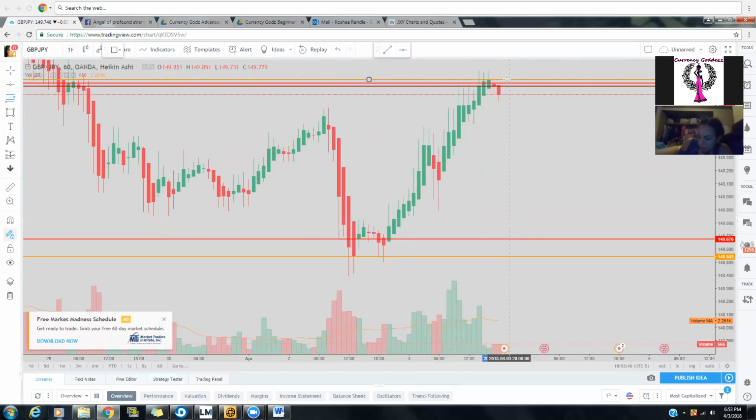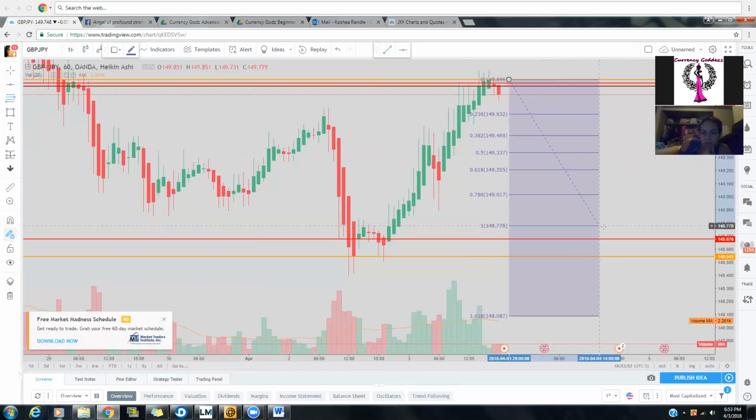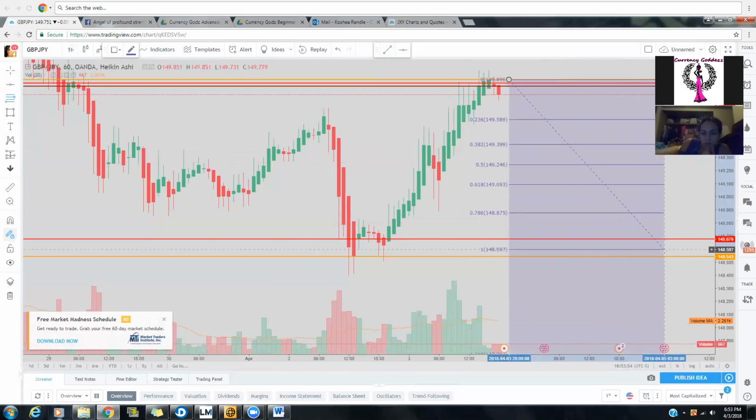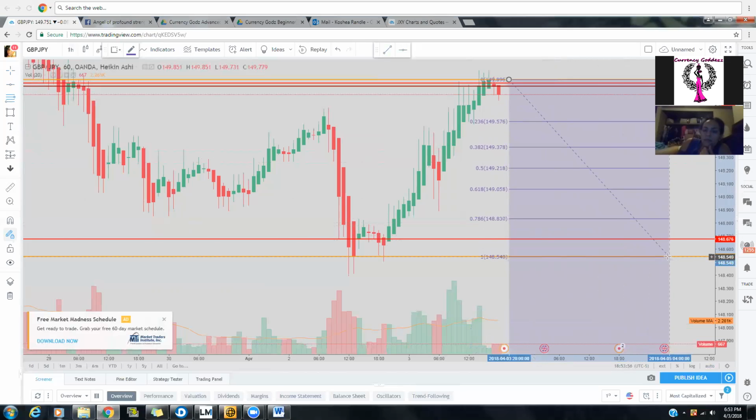All right. Okay, so you're going to go from high to low. So you're going to start at your orange line and go to your next orange line. So you're going to start at the resistance, swing down to your support, and then we're going to take note of where the 38.2 line is. And the 38.2 line is 149.379.